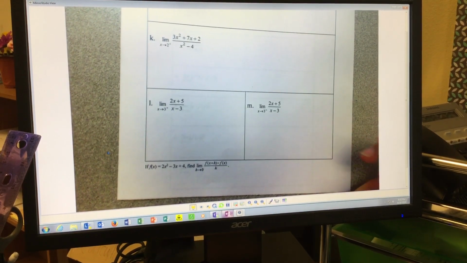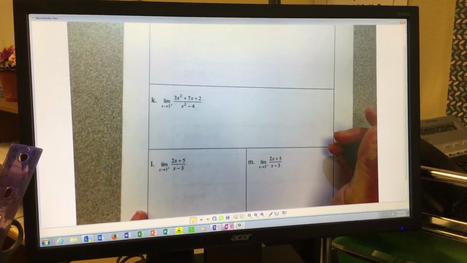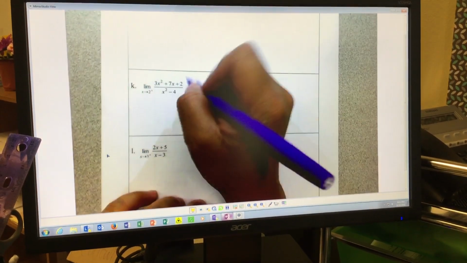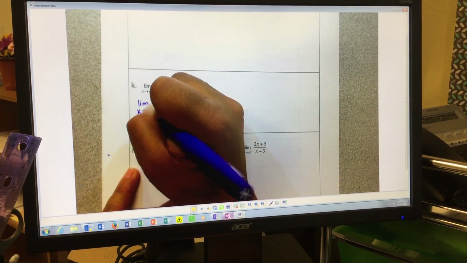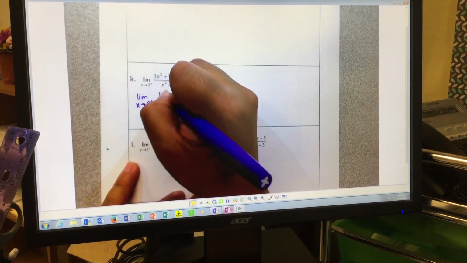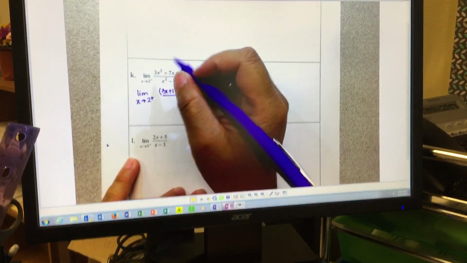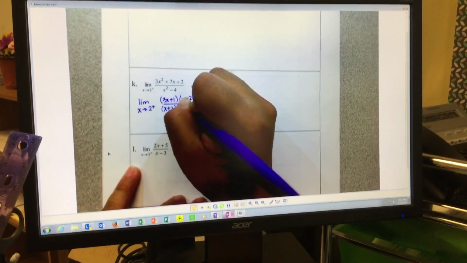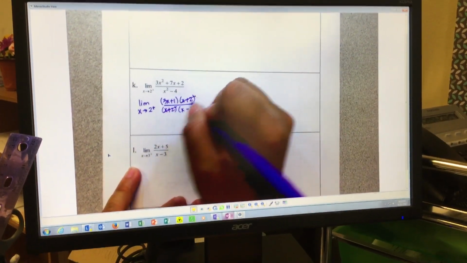Okay. Let's look at letter K. For letter K, we are going to factor. So let's go ahead and factor the top and the bottom. So the limit as x approaches 2 from the right. The top will be factored out as 3x plus 1 times x plus 2, all over x plus 2 times x minus 2. Okay, and this cancels out, so there's a hole at negative 2.